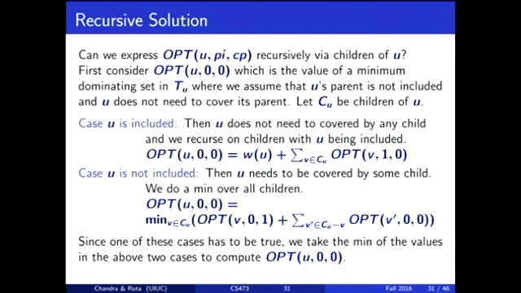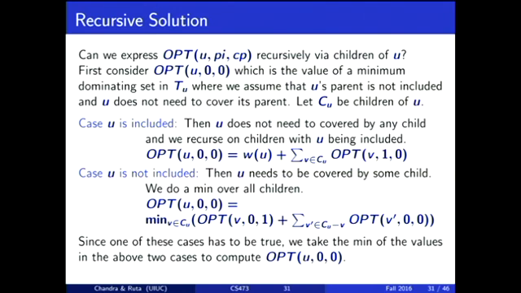What about the second case, U is not included, right? If U is not included, my parent is not included, right? U00 means that my parent is not included. That means my children have to dominate me, right? At least one child has to dominate me. Which child? I don't know, right? So what I do, I try over all my children.